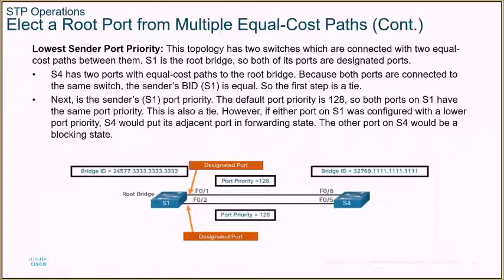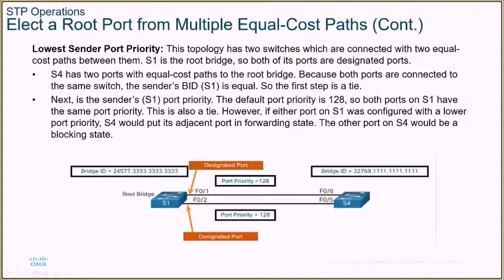Okay. The lowest sender port priority. This topology has two switches which are connected by equal cost paths between them. S1 is the root bridge, so both of its ports are designated ports. S4 has two ports with equal cost. Because both ports are connected to the same switch, the sender's bridge ID is the same. So that's a tie. Next is the sender's port priority. The default port priority is 128, so both ports on S1 have the same port priority, so that is also a tie.